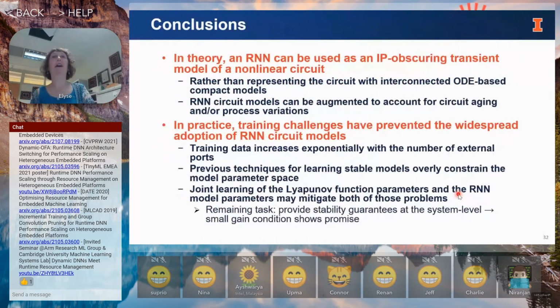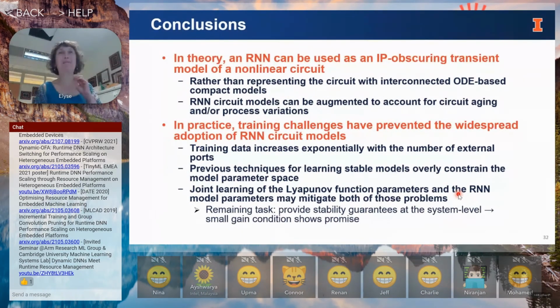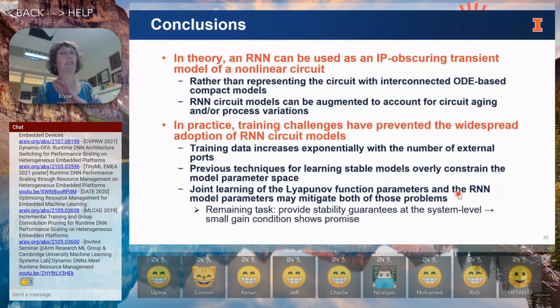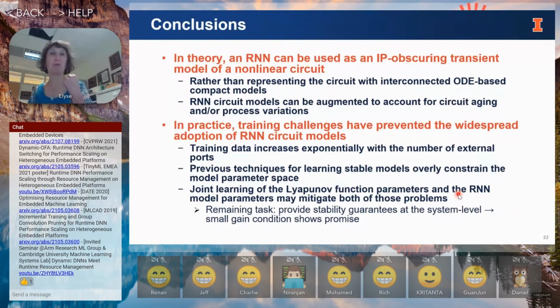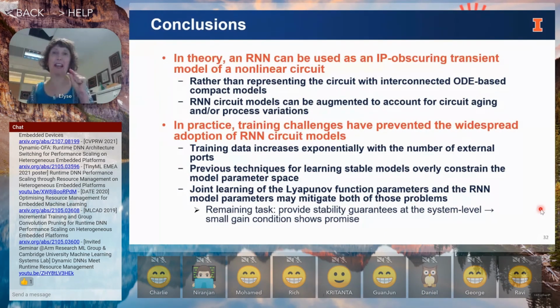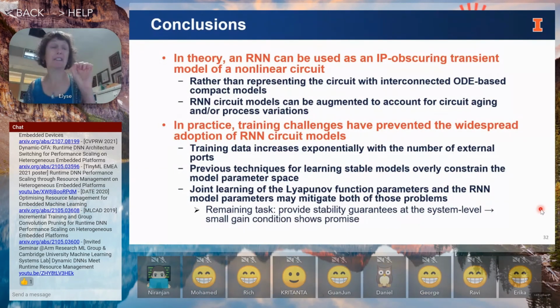All right, let me wrap up. In principle, an RNN can be used as an IP-obscuring transient model of a nonlinear circuit. However, in practice, training challenges have prevented the widespread adoption of those models. We saw that the amount of required training data increases exponentially with the number of circuit ports. We saw that prior techniques for learning stable models overly constrain the model parameter space. And we think we can address both of these problems by jointly learning the Lyapunov function parameters and the RNN model parameters. Our remaining task is to provide stability guarantees at the system level.